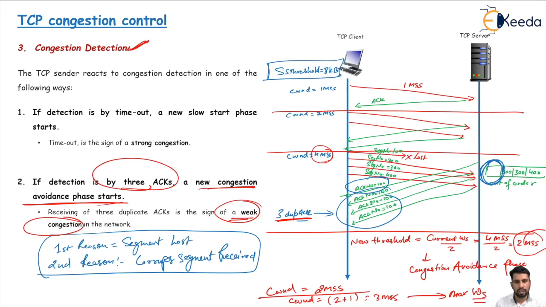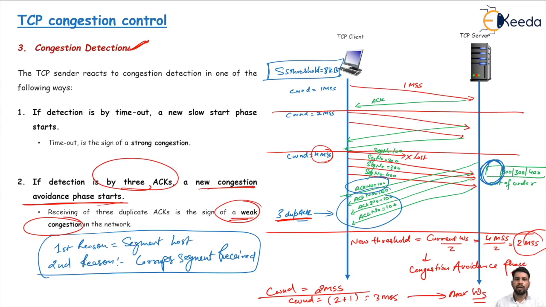Due to this weak congestion, we set the new threshold, which is again equal to the current sender window size by 2. Retransmission starts with the congestion avoidance phase, and this phase is increased additively up to the maximum sender window size. And this is the main reason for congestion detection.